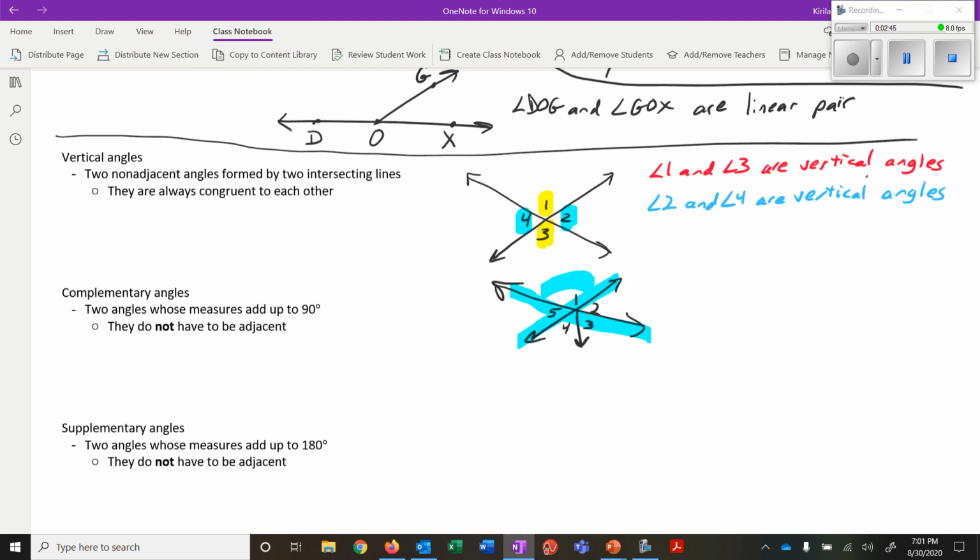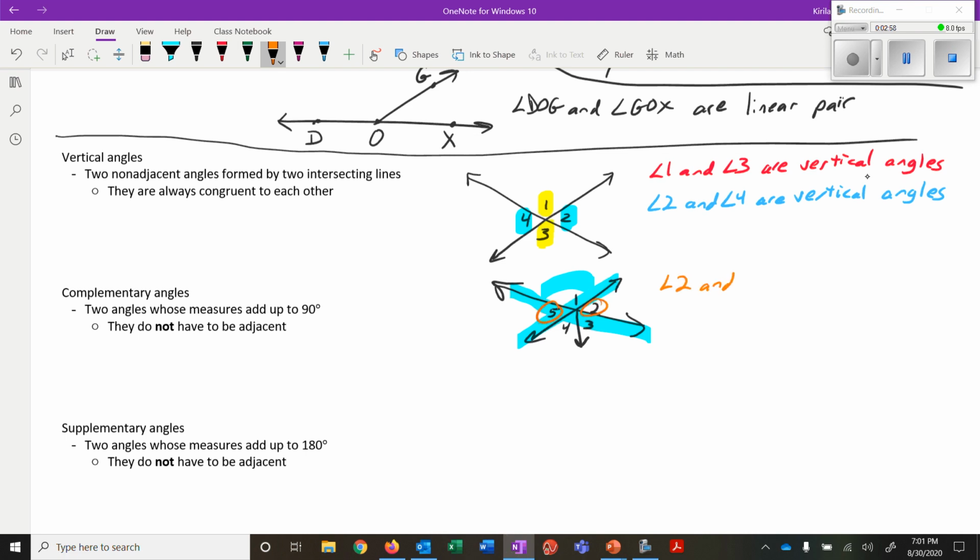I could say angle 2 and angle 5 are vertical because they're both made by the same pair of lines and they're non-adjacent. So in this picture, the only numbered pair of angles that are vertical are 2 and 5. Now, if I had a way of naming both angles 3 and 4 together, like if I called that angle 6, then angle 6 and angle 1 would be vertical, but I don't have it marked that way.